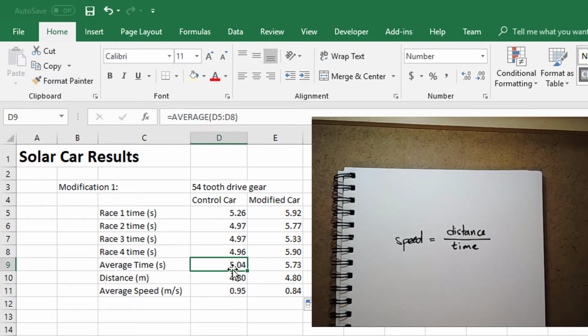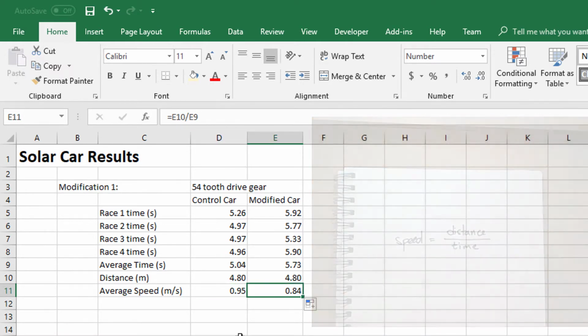Because if I look at my average time, on average my time was about 5 seconds for my control car, and my modified car, the average time was about 5.7 seconds, so closer to 6 seconds. So it was definitely going slower, and we can see that the average speed, my formula agrees with that. 0.95 meters per second is faster than 0.84 meters per second.